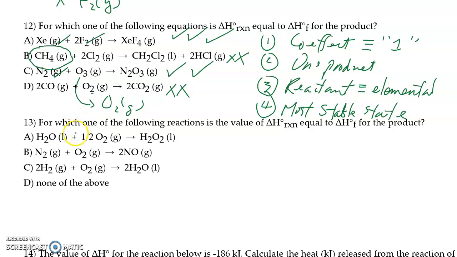Let's do more exercises. For which one of the following reactions is the value of the enthalpy of reaction equal to the enthalpy of formation? Well, we follow the same rules. The coefficient is 1 for the product. Okay, so this one is not good, this one is not good. It may be this one, let's check. There is only one product, that is good. The reactant is in its elemental form. This one is not elemental form, it has 2 different elements. So the answer is D.